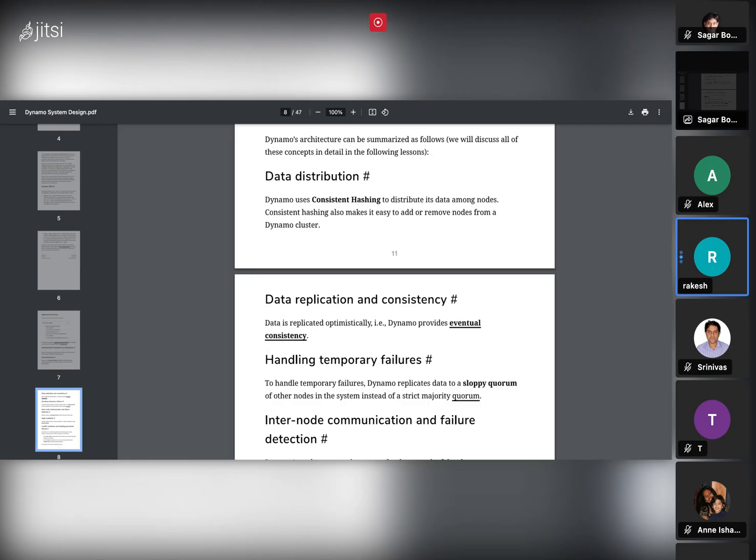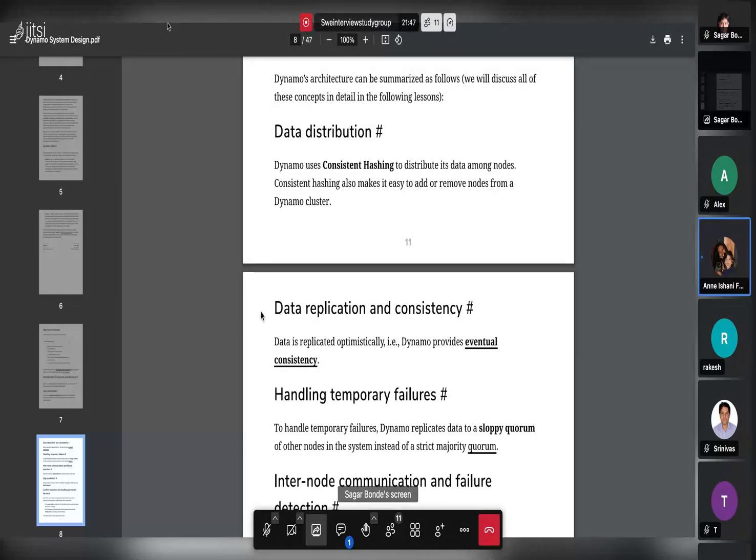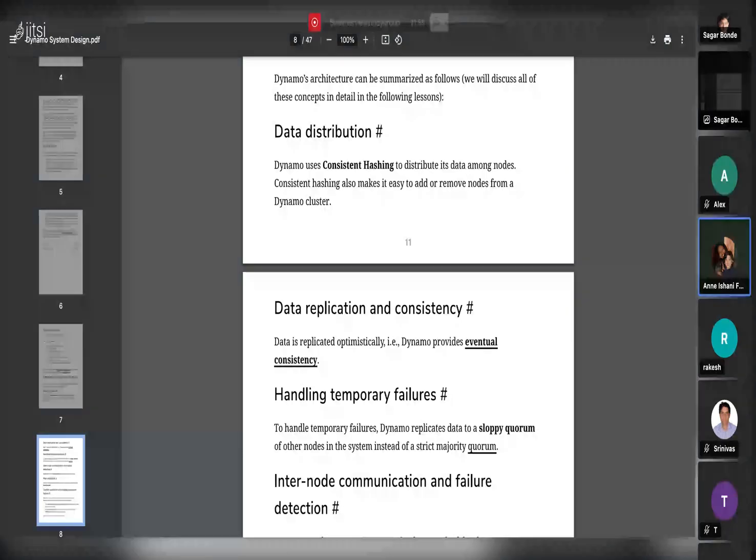Okay. Data replication and consistency. Data is replicated optimistically. Dynamo provides eventual consistency. What does eventual consistency mean? Is anybody aware? Eventual means eventually you need to be consistent. There's no need to be consistent right away. At some point you need to be consistent, but not all the time or right away.